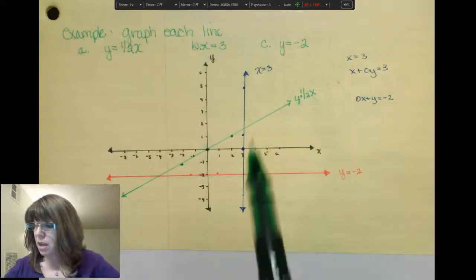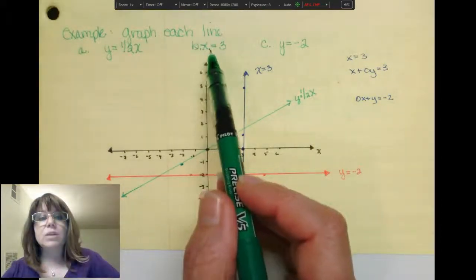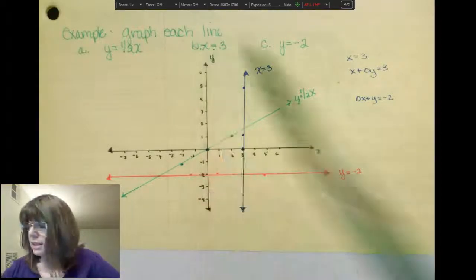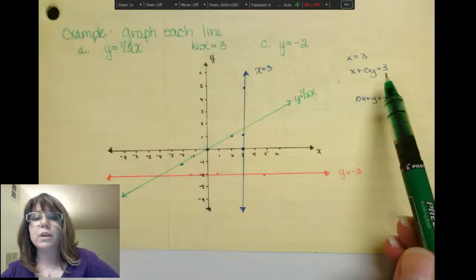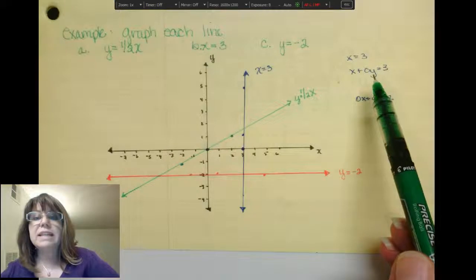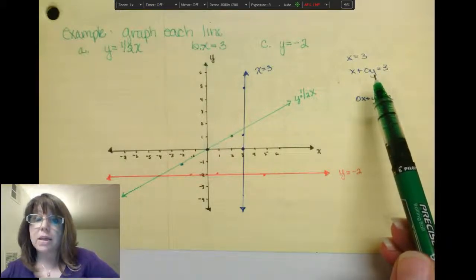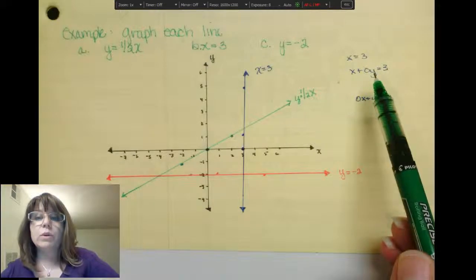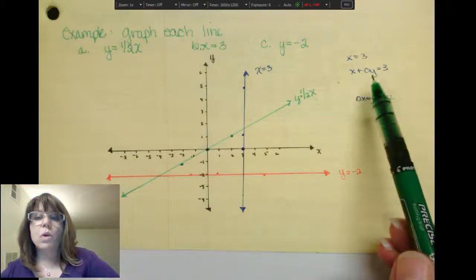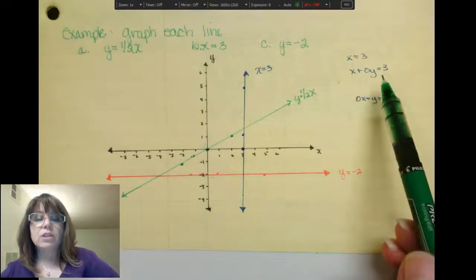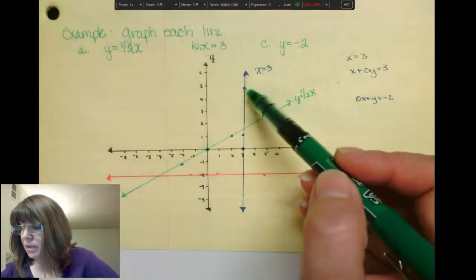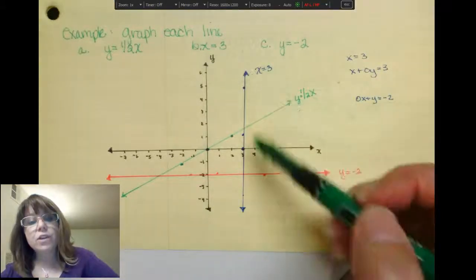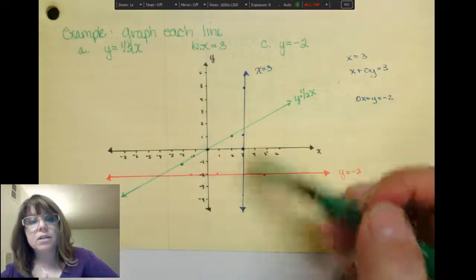I graphed it. The next line, x equals 3. Now you can think of this as x plus 0y equals 3. So you can choose any value for y and this is true. So let's say y is 1. Well, when y is 1, x equals 3. When y is 2, x equals 3. When y is 10, x equals 3. So no matter what y is, x equals 3. In that case, I plot a few points, and it is a vertical line. It's called a vertical line.